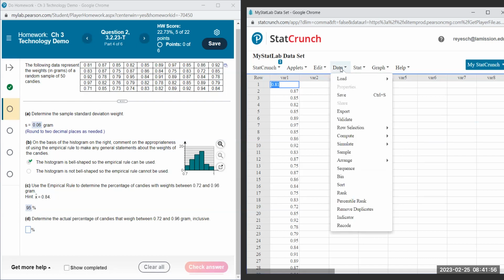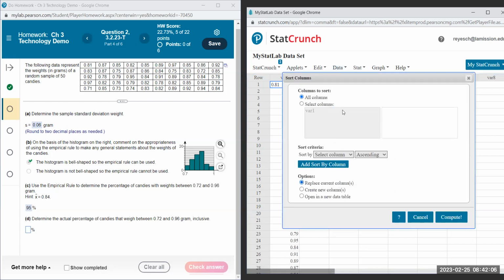To do that, it can be found under the tab Data, and then select Sort. You could leave it on all columns, or you could go to Select Column. I'm going to select column variable 1. You could replace the current column, or you can create a new column. I usually tend to create a new column.